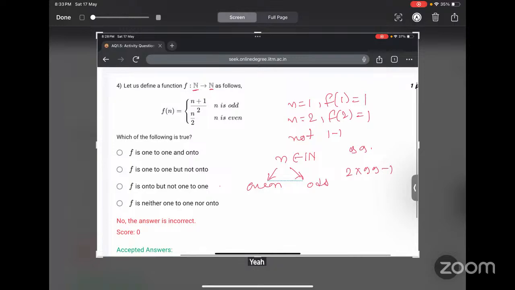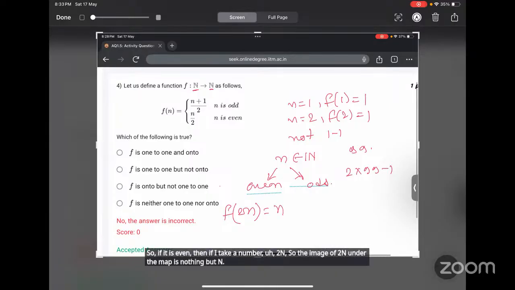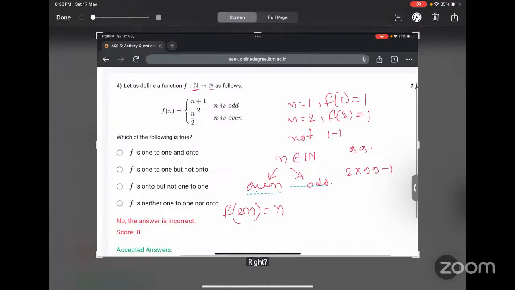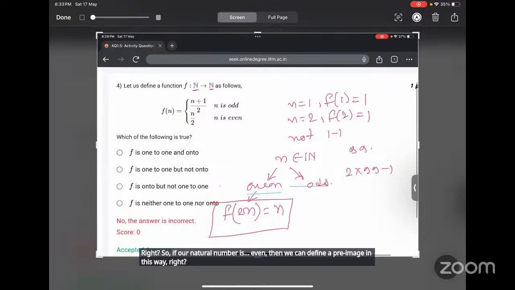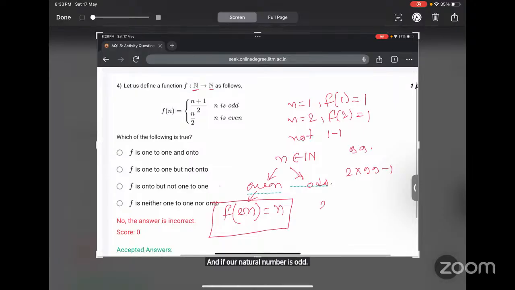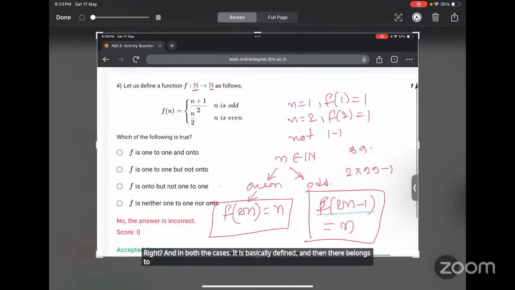So if it is even, then if I take a number 2n, the image of 2n under the map is nothing but n, right? So if our natural number is even, then we can define a pre-image in this way. And if our natural number is odd, then f of 2n minus 1 is nothing but n. In both cases, it is defined and belongs to the set of all natural numbers, right?